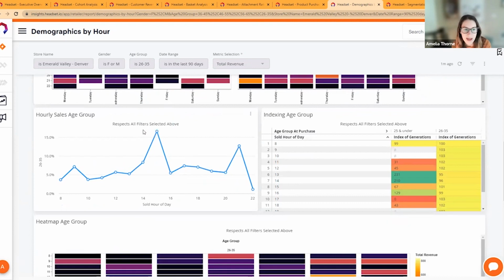All right. Any questions on the last two dashboards that I went through? Is this all making sense? Are you able to visualize yourself creating some sort of story with your own data and creating some sort of marketing initiatives with this?